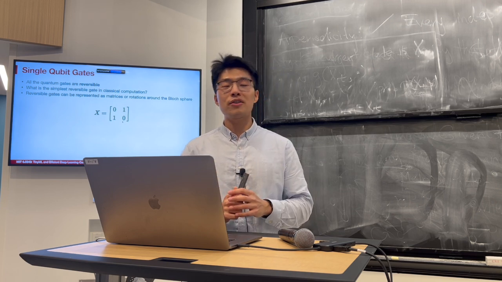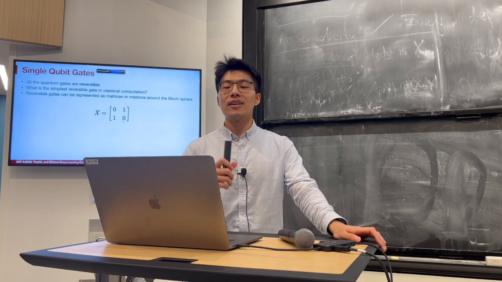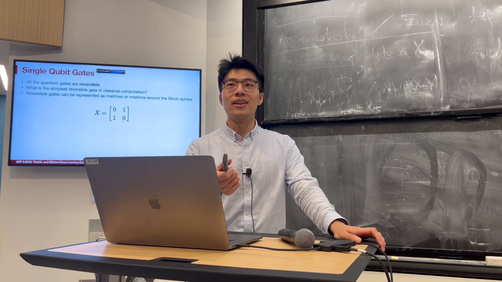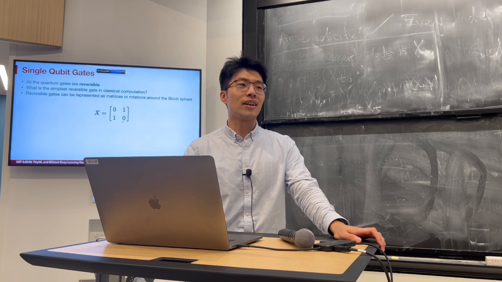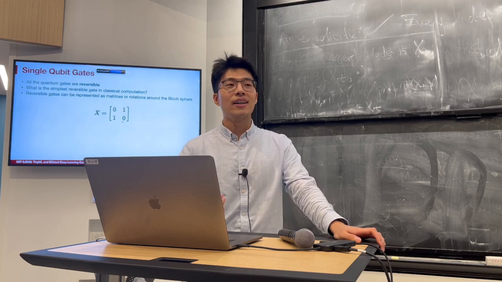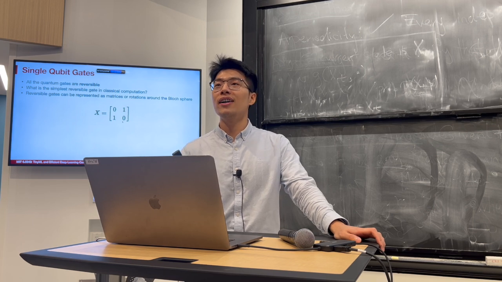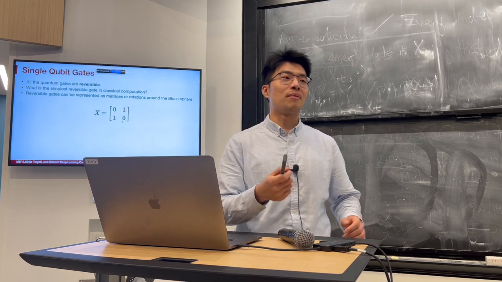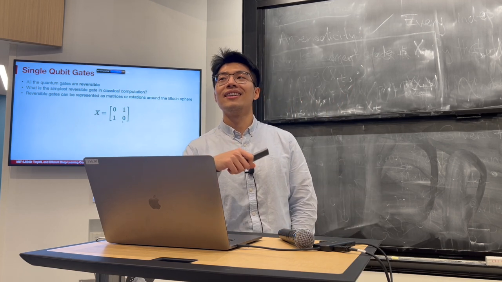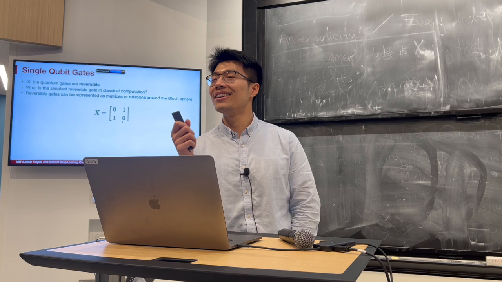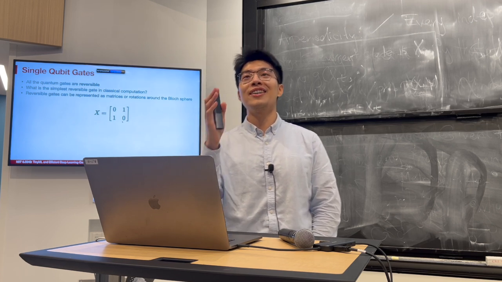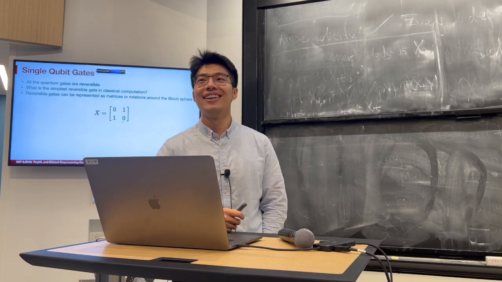So one question for you: what is the simplest reversible gate in classical computation? We know the NOT gate, and also a lot of others like the XOR or the C-NOT gates. So what will be the simplest one among the reversible gates in classical computation, based on the knowledge you learned? Any ideas? Is it NOT? It's not. It's simpler than the NOT gate.